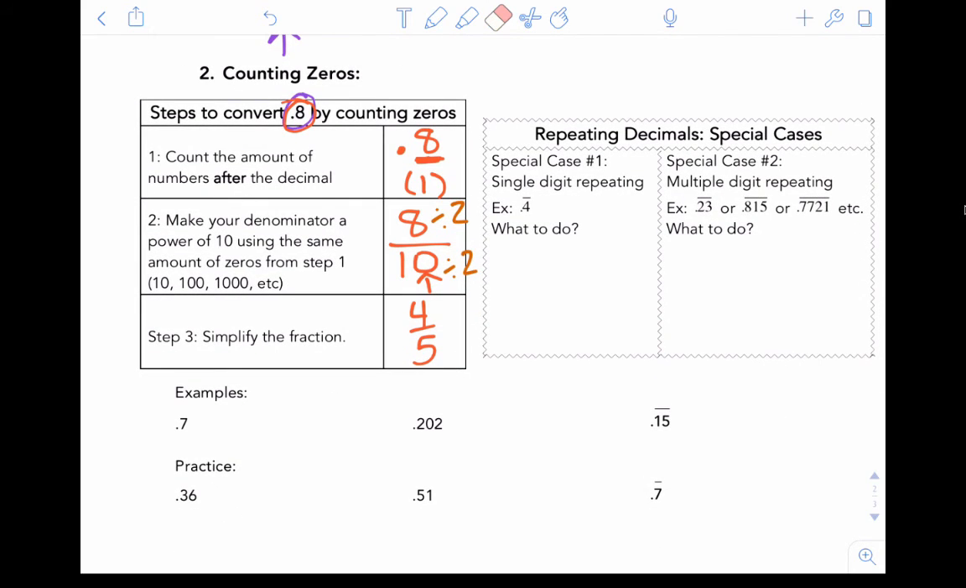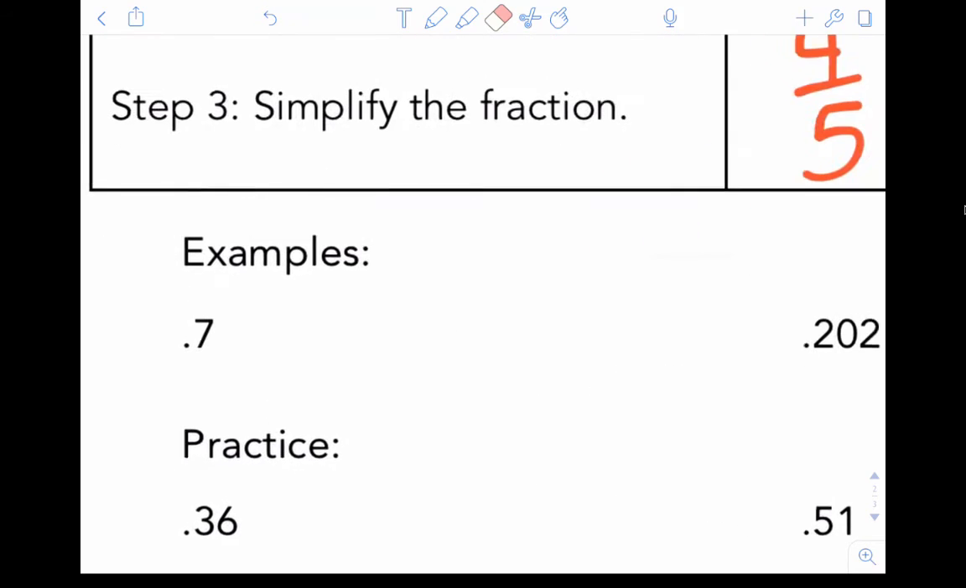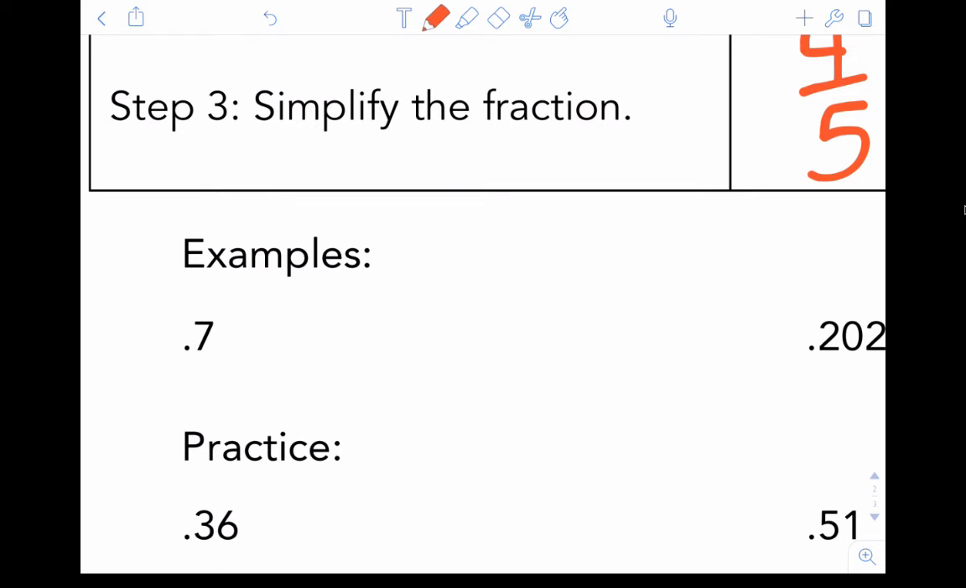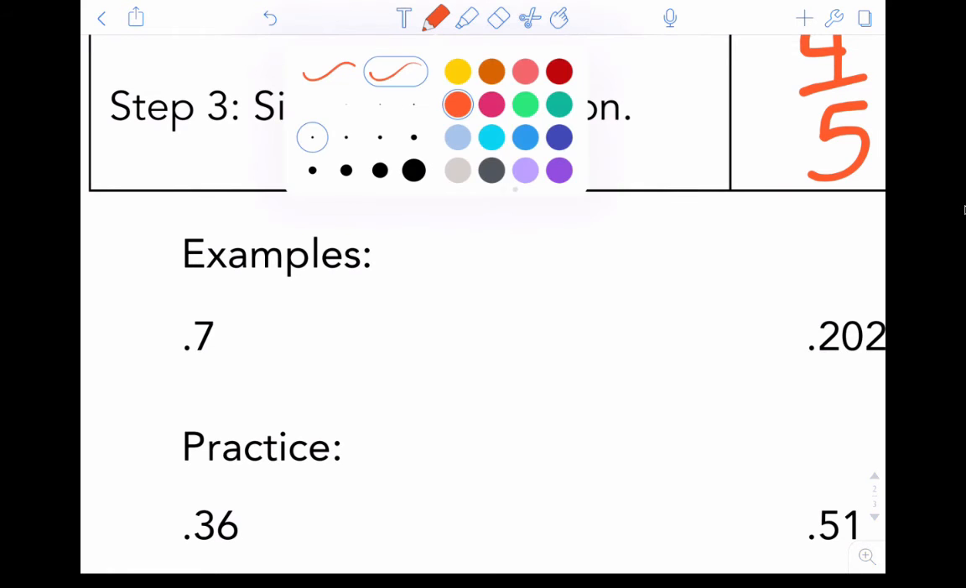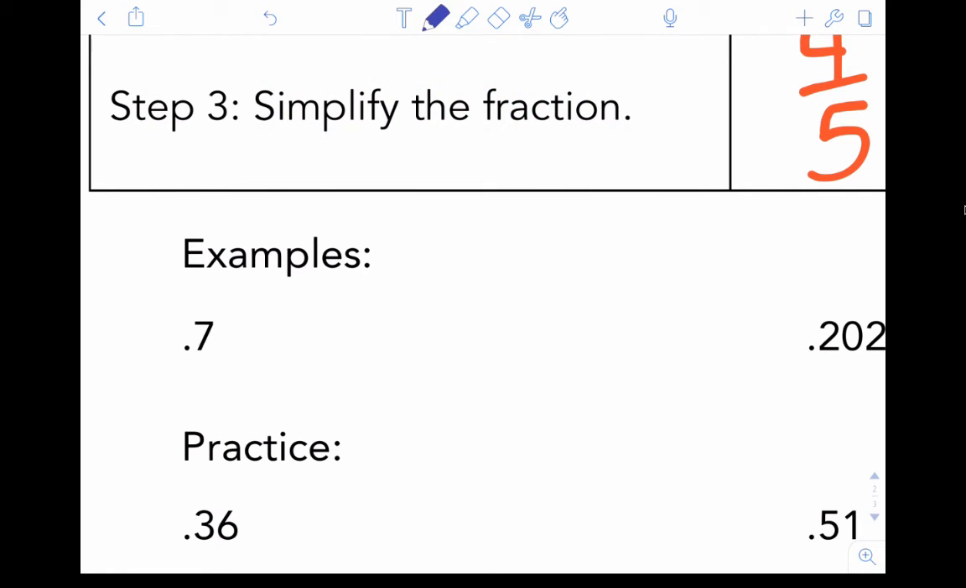So let's go through and do a couple examples. Let's start with 0.7. I can either notice that the last number is in the tenths place, so this fraction is 7 over 10, or I can notice that there's one number after the decimal, so there's 1 zero in the denominator. 7/10 is simplified. There's not a number that I can divide out of both 7 and 10, so I'm done with that problem.